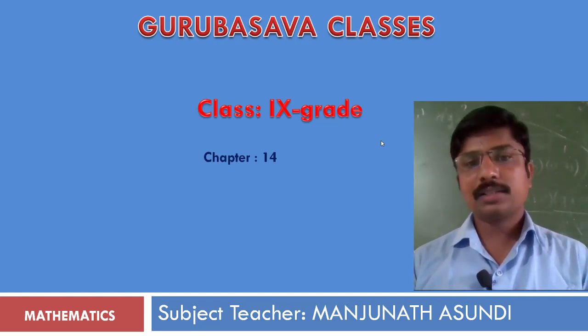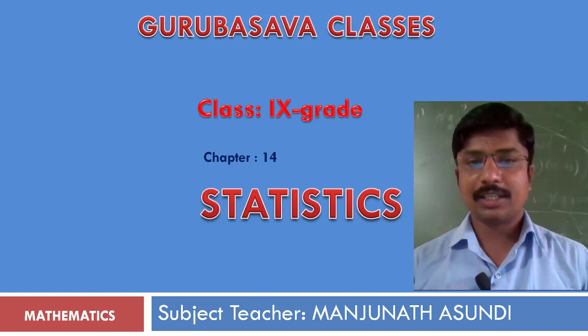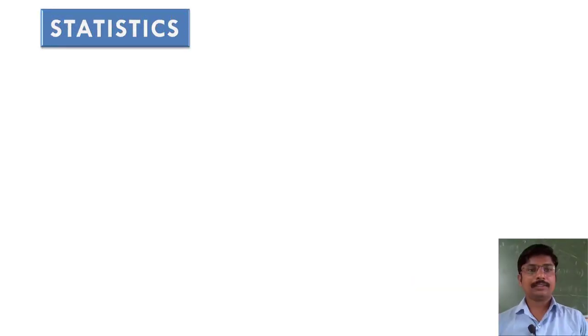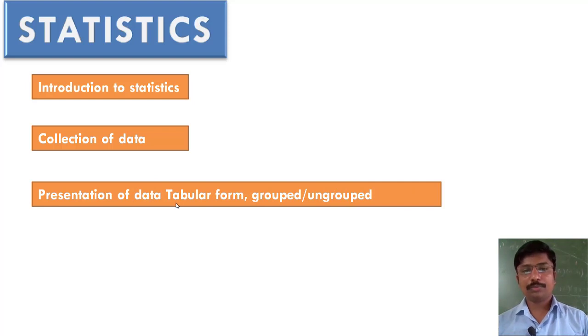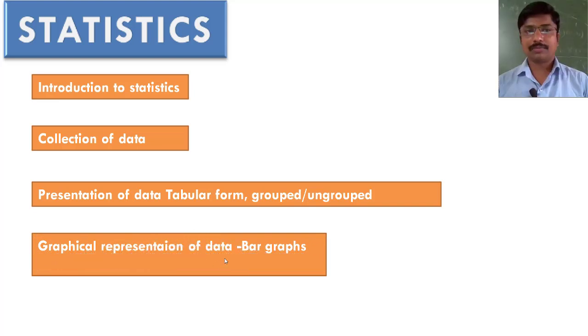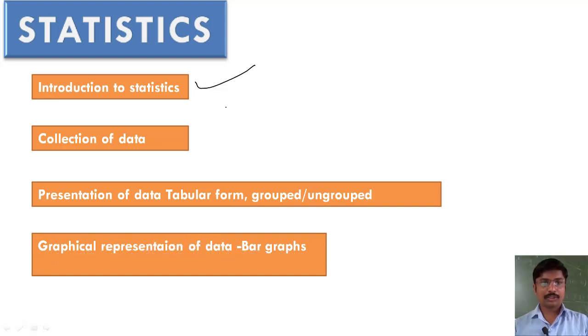In the previous session, we were discussing chapter number 14, that is statistics: introduction to statistics, collection of data, presentation of data in tabular form, grouped or ungrouped, and graphical representation of data, in which we have bar graphs. We already finished introduction, collection of data and tabular presentation. In this session, I am going to discuss graphical representation of data, particularly bar graphs. Are you ready? Yes.